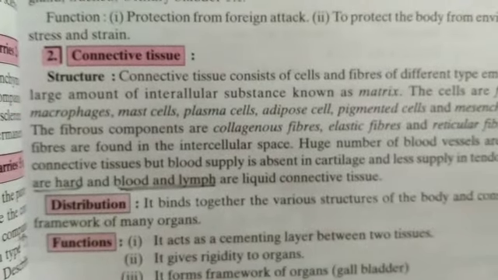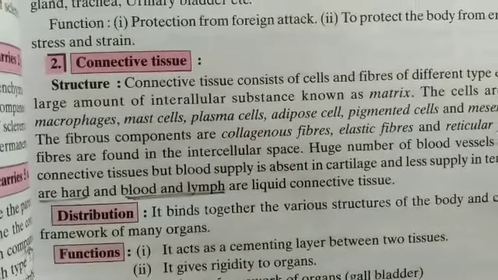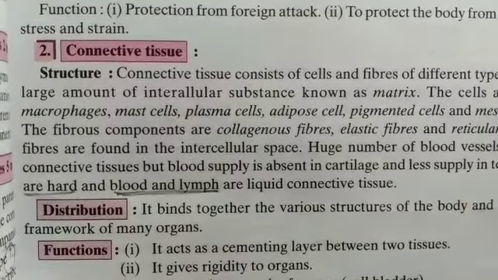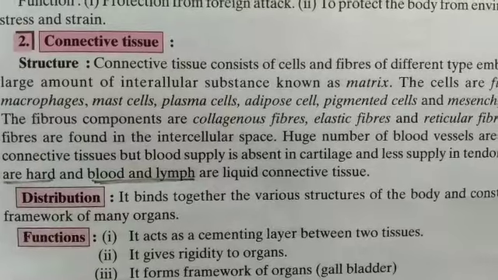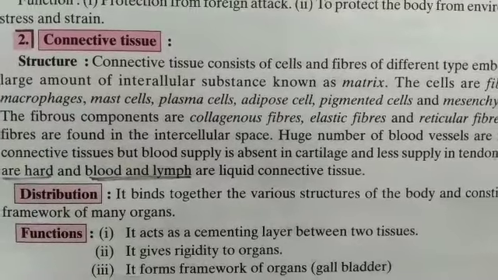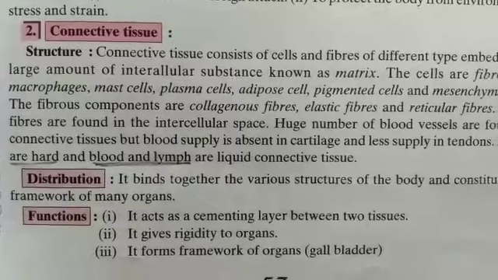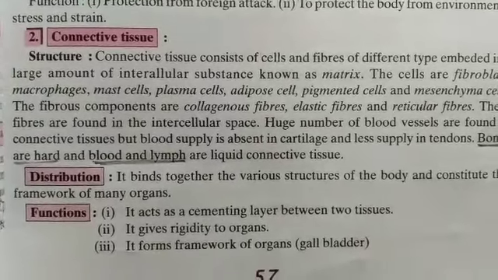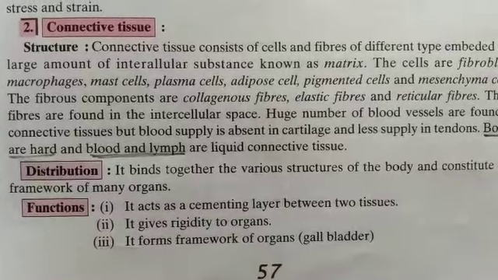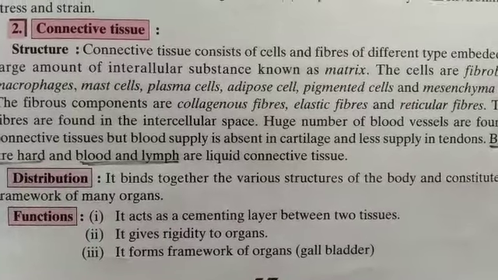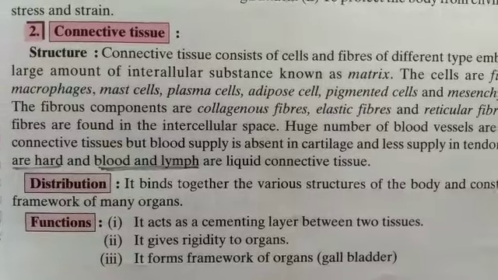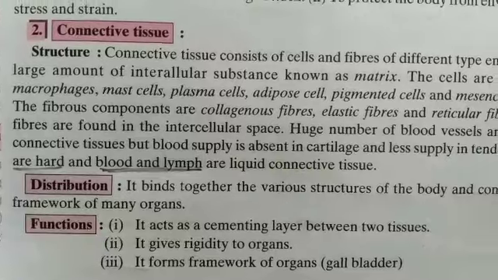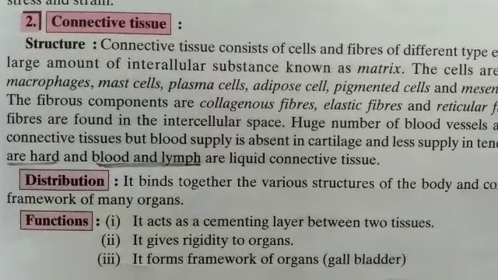Number 2, connective tissue. What is connective tissue? From the name we can understand connective means make connection. Tissues which make connection between different organs are called connective tissue. There are several examples of connective tissue. Among them, bones are hard connective tissue and blood and lymph are liquid connective tissue. This is a very important question: give an example of liquid connective tissue. Answer will be blood or lymph.